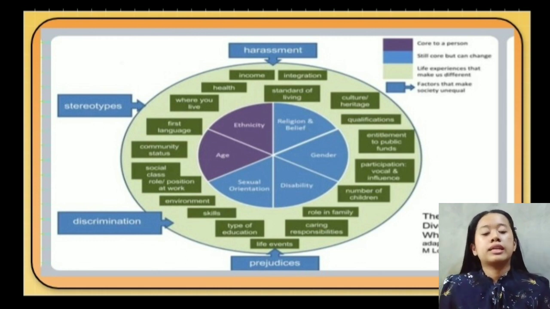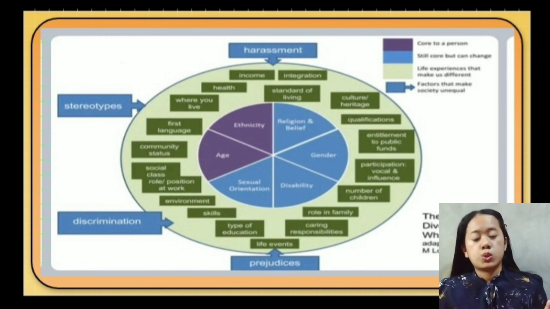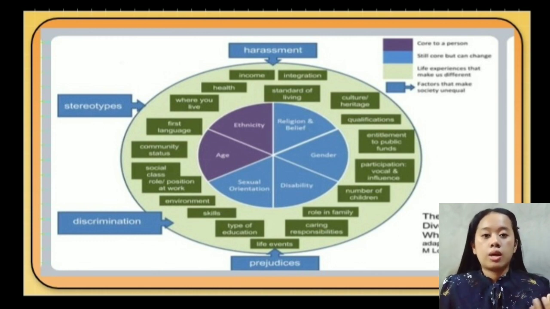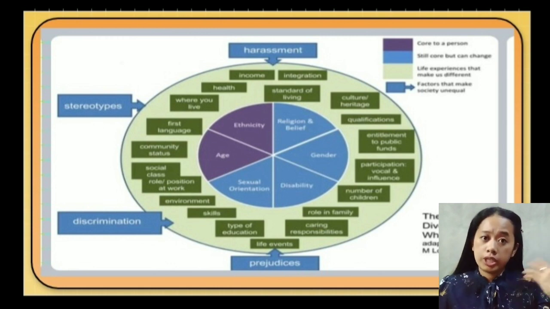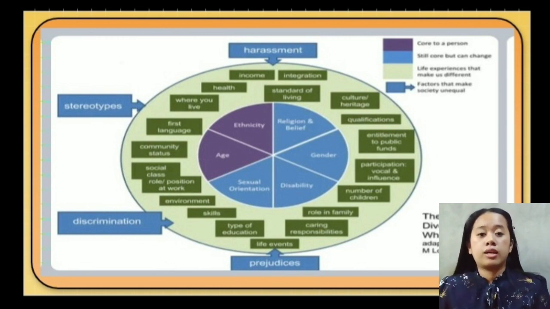So dito commonly nangyayari ito sa job field. So before entering the job, mayroon silang binibigay na qualification na hinihingi. So you don't have a right to say na okay, ganyan, you are old or young pa to enter this job because hindi mo na kaya, or hindi mo pa kaya, or hindi mo na kaya itong ganitong trabaho.